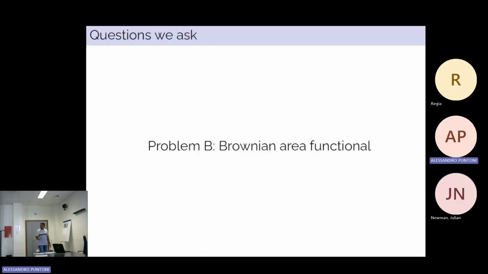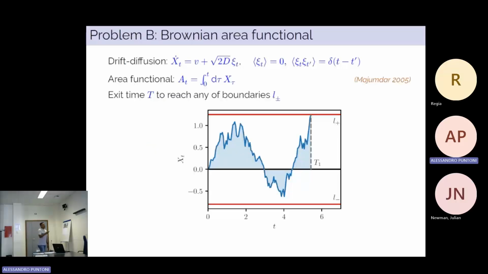Problem B, Brownian area functional. Let's say I take a drift diffusion process. So basically this is a Brownian motion, but now I have a drift with velocity v. And I will consider the area under the curve. So I have two boundaries, as you can see, L plus and L minus. I start my experiment. So this is one particular trajectory in one realization.